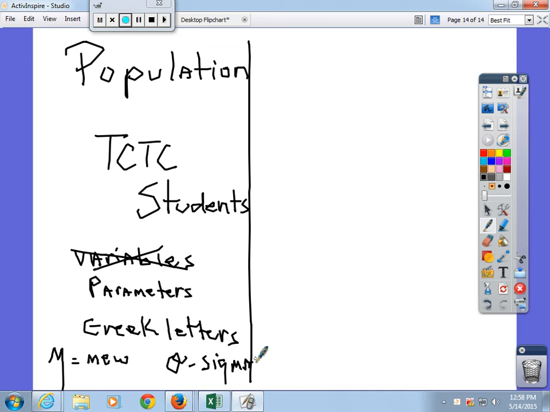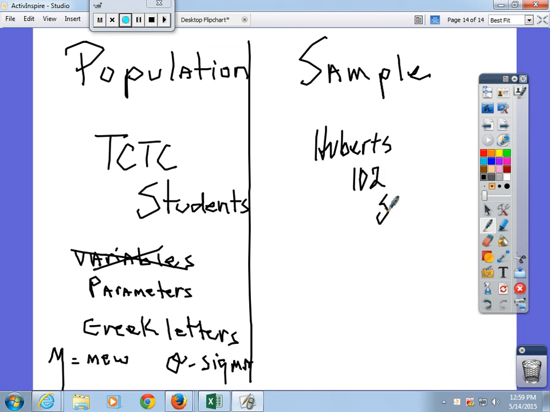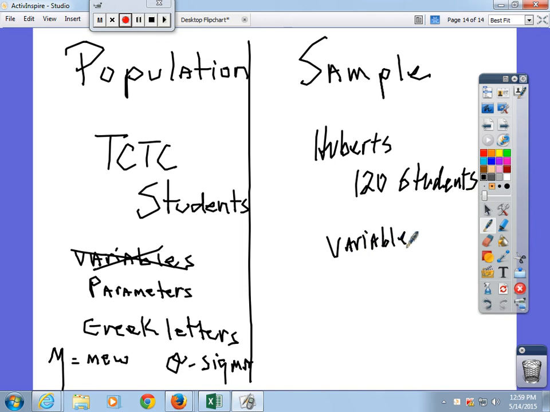You don't think this is funny when I tell you why we're learning this. But now, what is the smaller group? The sample. And we're going to say Hubert's 120 students. That could be 3 classes, the onlines that are watching and this class. Of course, this is a smaller group than this. Now, we're not going to use variables with this group either. Variables is algebra. We're not going to use that word.